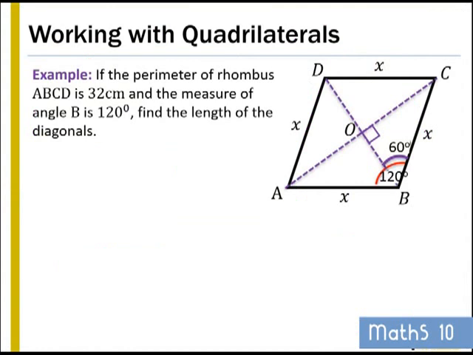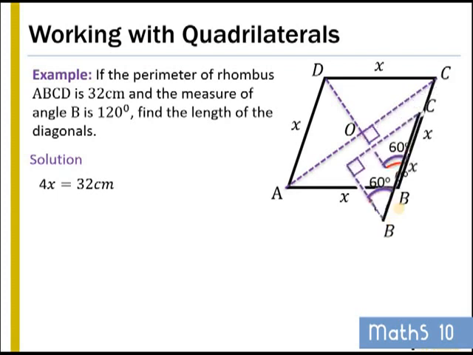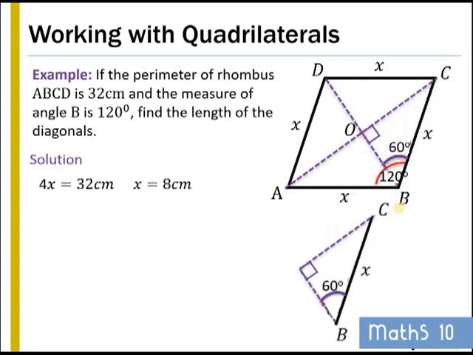Working with quadrilaterals. Example. If the perimeter of rhombus ABCD is 32 centimeters and the measure of angle B is 120 degrees, find the length of the diagonals. Here's the diagram. Here's the angle B 120 degrees, and we can divide this into two congruent angles of 60 degrees. If we call the side length x, then we know that 4x must be equal to the perimeter 32 centimeters, so x is 8 centimeters.